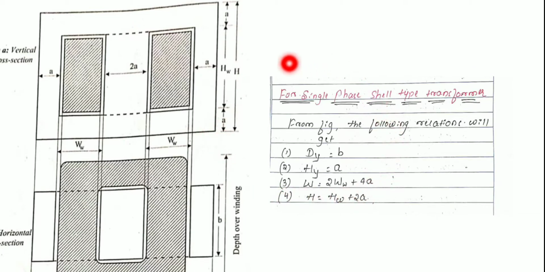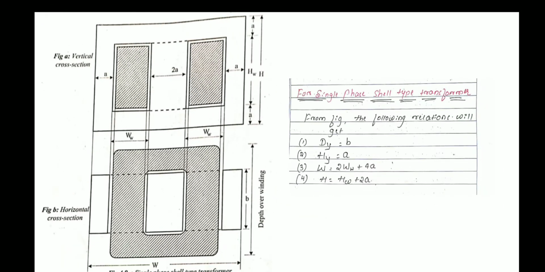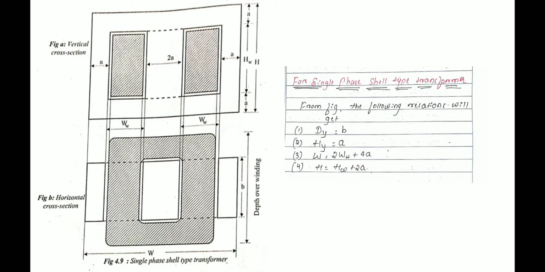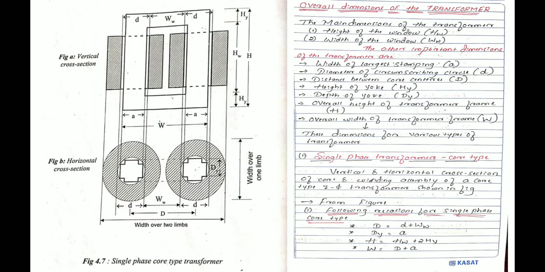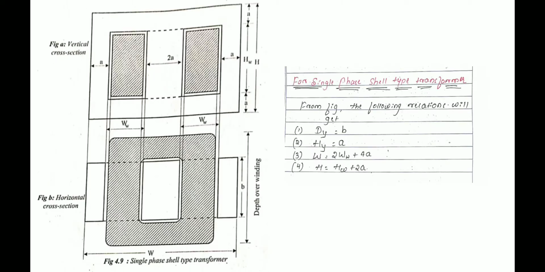So these are the very important relationships. When solving the problems, you need to remember all these formulas. Basically, in the numericals itself, they will mention it very clearly. In a single phase core type transformer, if they ask to determine the overall dimensions, you just find out all these dimensions by making use of these formulas. In case of a three phase core type transformer, if they ask for overall dimensions, these are the relationships we need to find out.